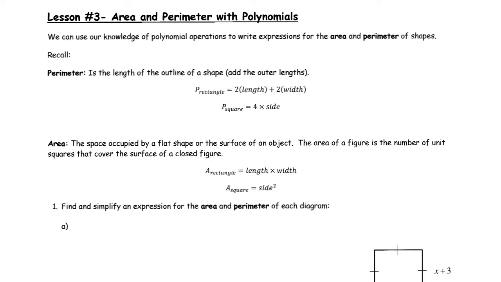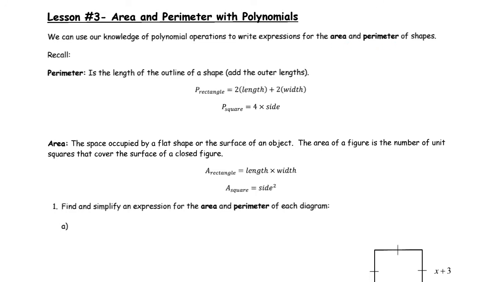I will freely admit that this is perhaps not the most obvious application of polynomials, but when we're working with area and perimeter, it allows us to do some fairly simple operations and yet still give it a bit of a context. We're going to use our knowledge of the polynomial operations to write out expressions for the area and perimeter of shapes. We'll do maybe even a little bit more than just evaluating the area and the perimeter.